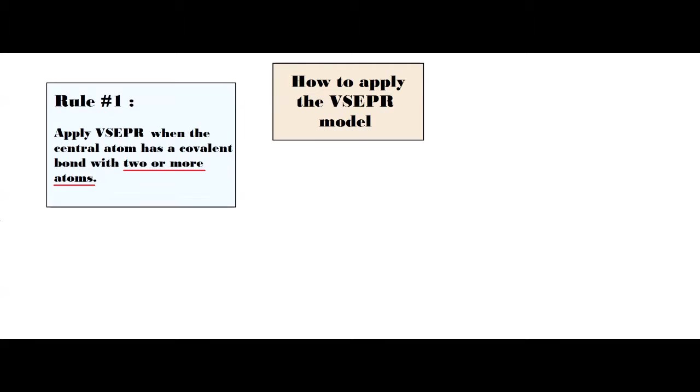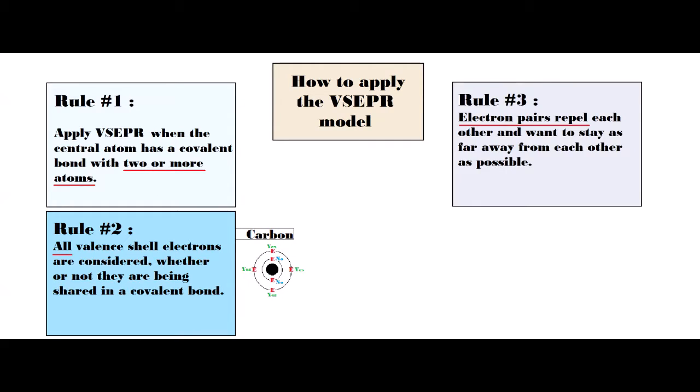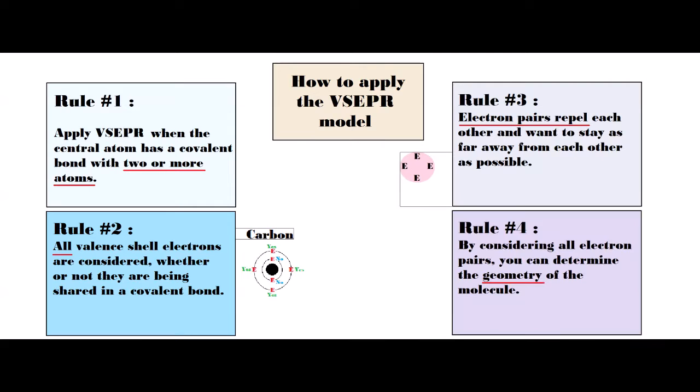Rule 1. Apply VSEPR when the central atom has a covalent bond with two or more atoms. Rule 2. All valence electrons are considered whether or not they're being shared in a covalent bond. Rule number 3. Remember, electron pairs repel each other and want to stay as far away from each other as they possibly can. Rule number 4. By considering all electron pairs, you can determine the geometry of the molecule. Remember, only valence shell electrons are considered.